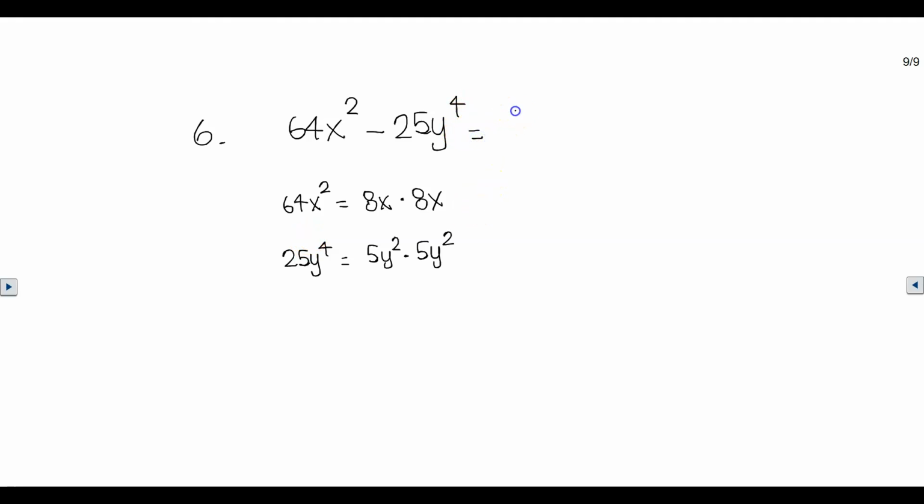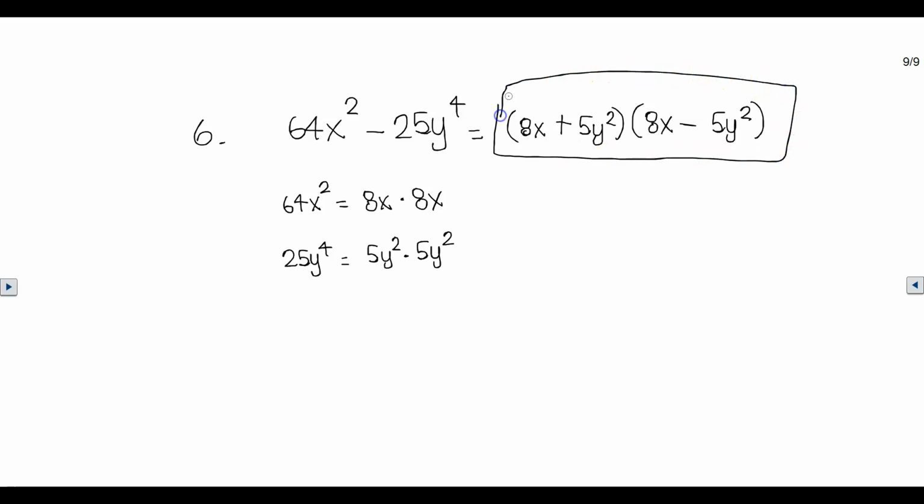All right, so this one meets all three criteria, which means we are going to be able to use this pattern to factor it. We're going to do 8x times 8x to get the 64x squared. We're going to do 5y squared times 5y squared to get the 25y to the fourth, and then always the pattern is one is a plus and the other is a minus. And by the way, it doesn't matter whether you put the plus first or the minus first, as long as you have one of each sign.